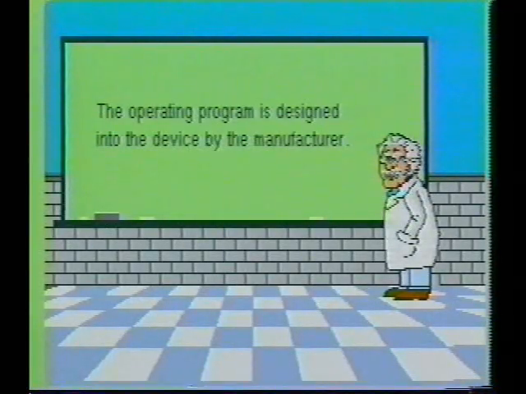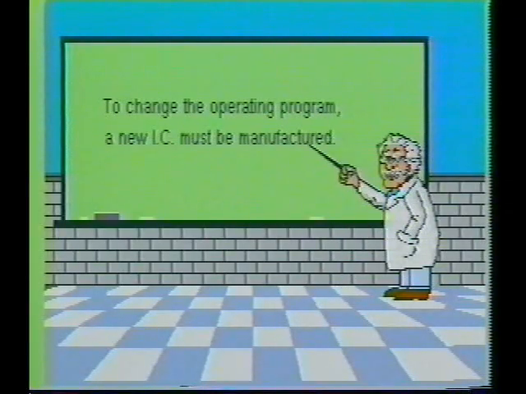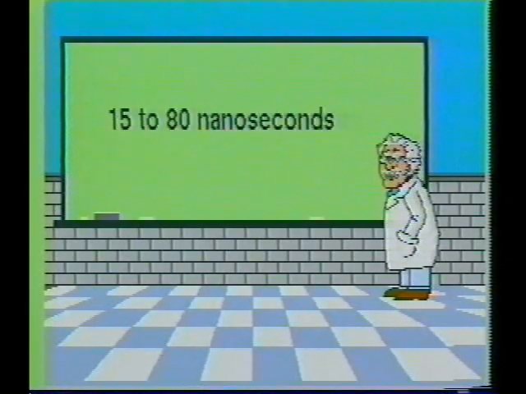The data contained within the read-only memory device must be constructed within the device by the manufacturer. Once the ROM is fabricated, the information contained within the device cannot be altered. In order to change the data, a new device must be manufactured. The typical access time for a read operation of a TTL ROM device is approximately 15 to 80 nanoseconds.